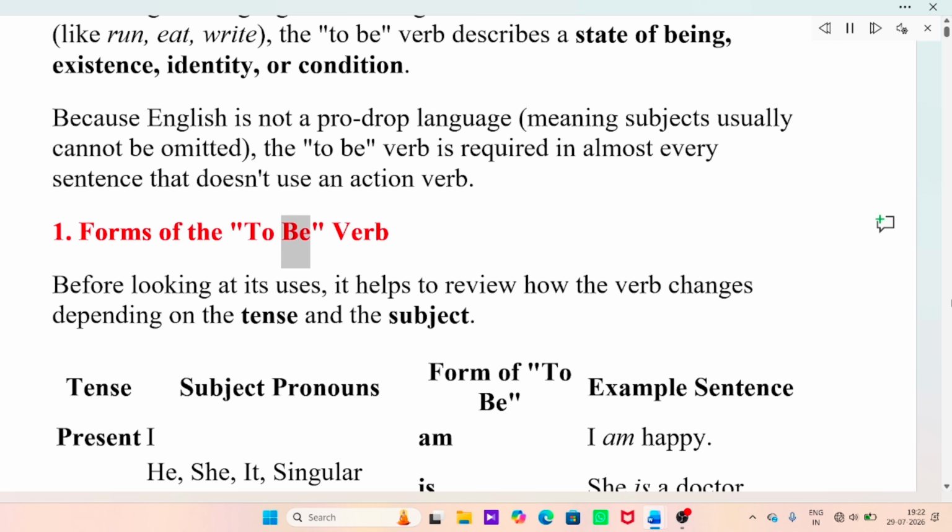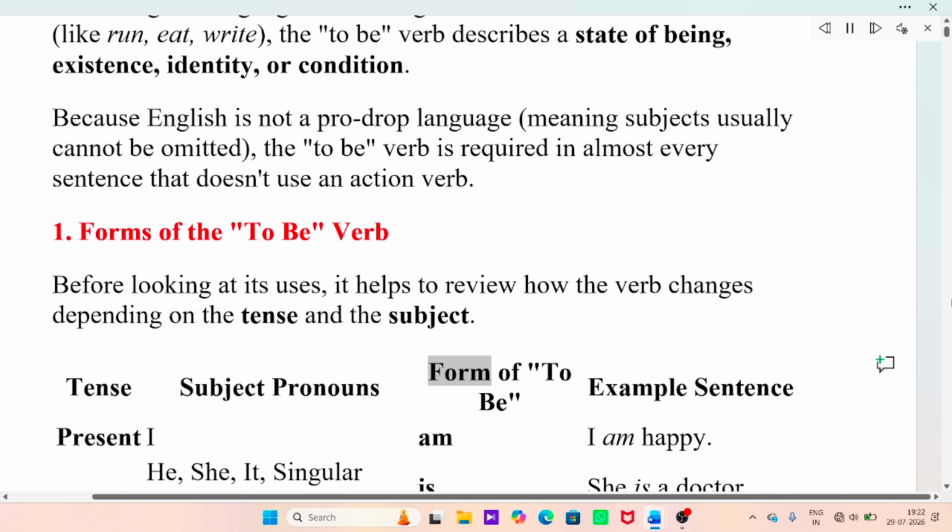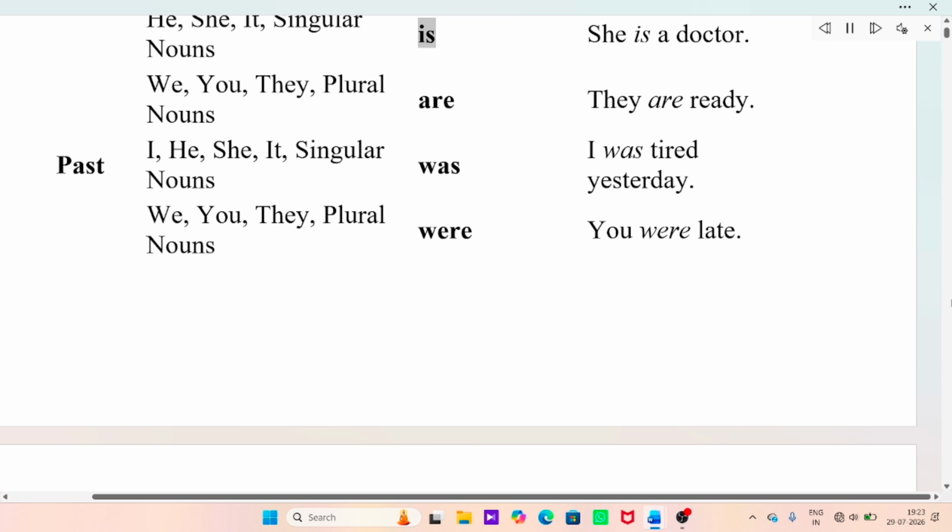1. Forms of the to be verb. Before looking at its uses, it helps to review how the verb changes depending on the tense and the subject. Tense, subject pronouns, form of to be, example sentence. Present: I, am. I am happy. He, she, it, singular nouns: is. She is a doctor.